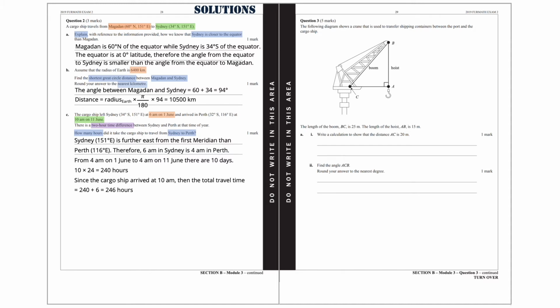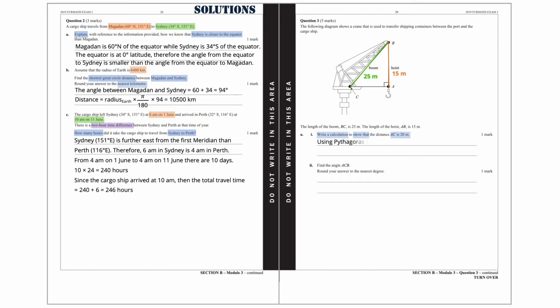Question 3. The following diagram shows a crane that is used to transfer shipping containers between the port and the cargo ship. The length of the boom, BC, is 25 meters. The length of the hoist, AB, is 15 meters. Part A1. Write a calculation to show that the distance AC is 20 meters.